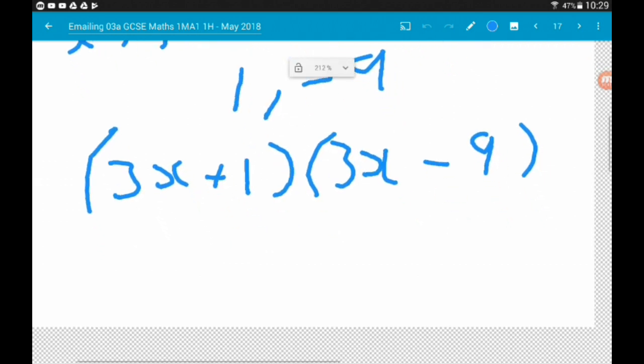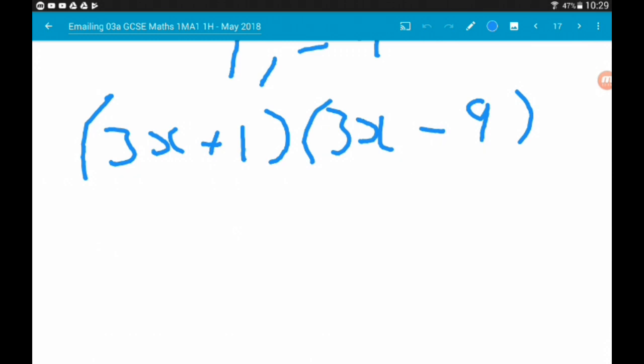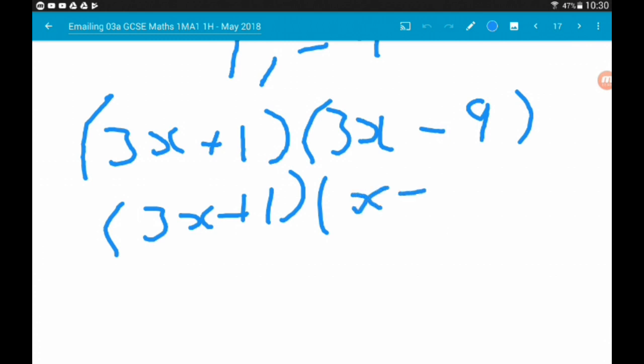Now there's one final step. In at least one of the brackets there will be a common factor. So the last step is to divide away that common factor. There isn't one in the first bracket, 3x plus 1, but there is in the second bracket, a common factor of 3. So we just divide that away and we get x minus 3. So there is the top of the fraction factorised.